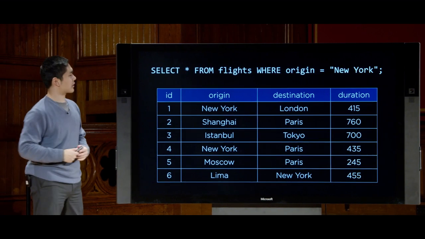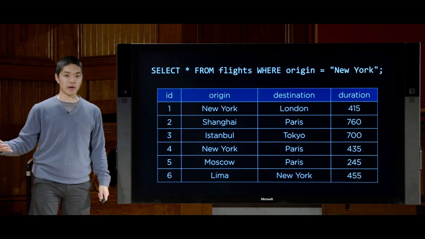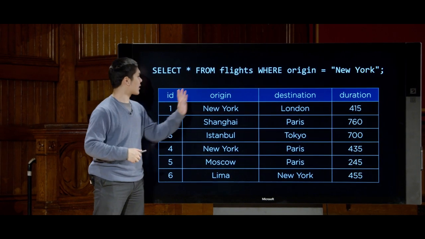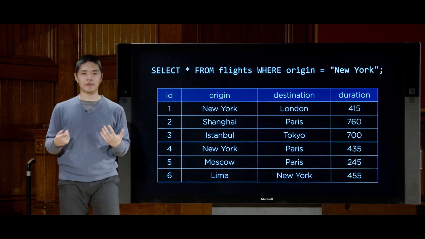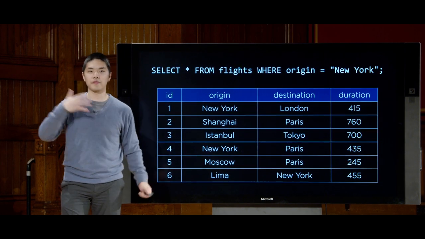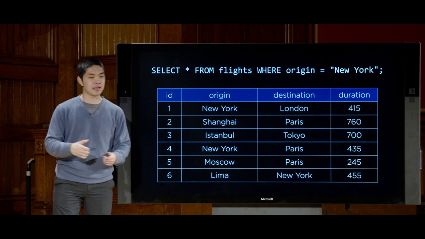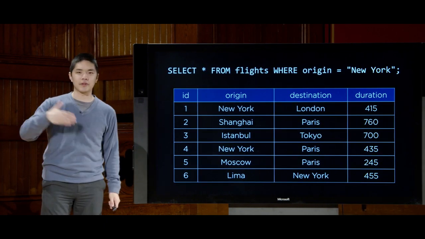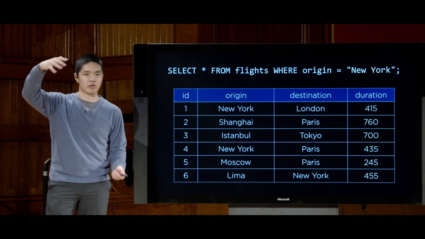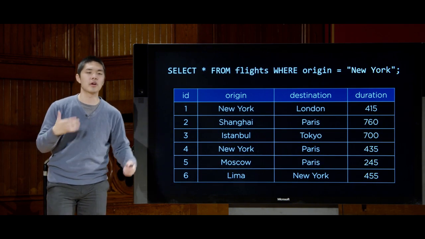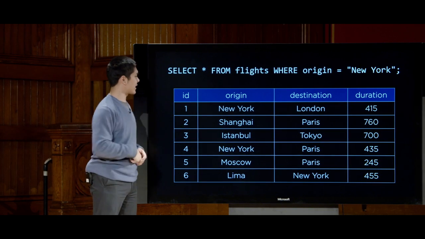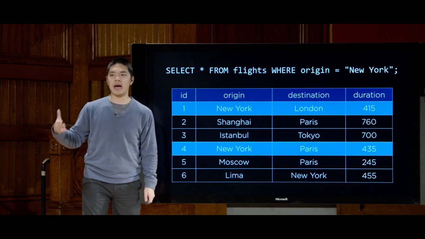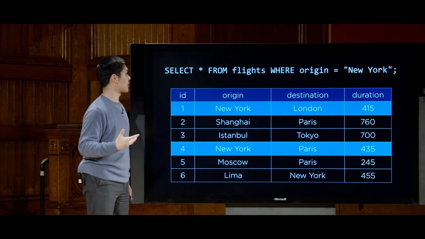If instead I said select star from flights where origin equals New York, I can see that I don't just need to filter on the primary key, the ID. I can also filter on any other column. I can say, give me all the flights where New York is the origin, so all the flights leaving from New York. And you might imagine that New York's airport likely wants some sort of query that's going to find all the flights leaving from New York such that they can display on a screen all of the departures from that particular airport. So you could run a query like this and get back only the rows in this table that happen to have an origin of New York.